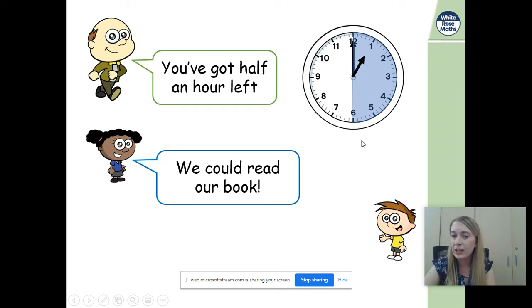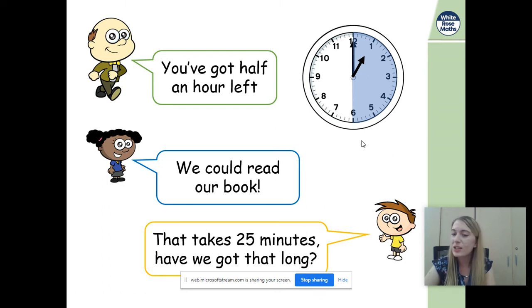What else? We could read a book. That takes 25 minutes. Have we got that long? Let's see. Let's count in fives. Ready? 5, 10, 15, 20, 25. Perfect. It finishes here before the time is up. So yes, they can read a book in that time.